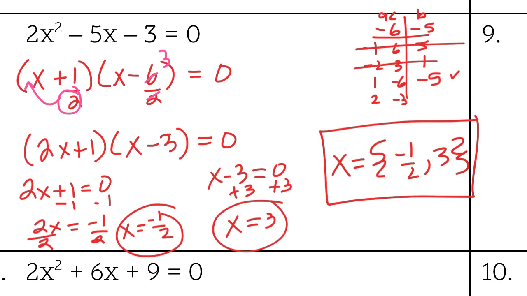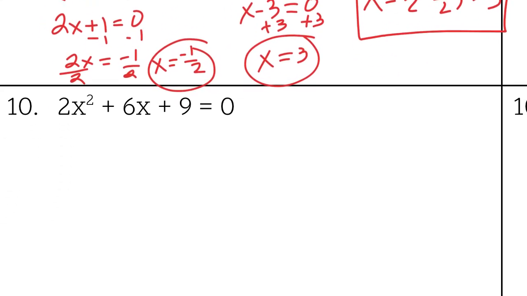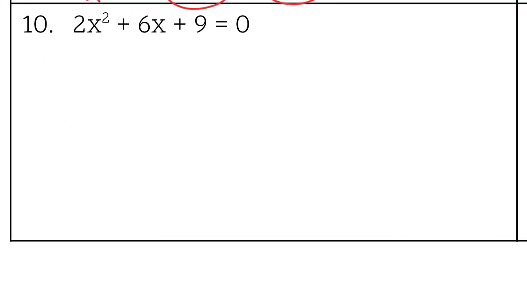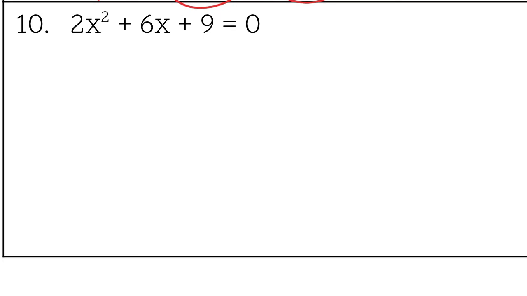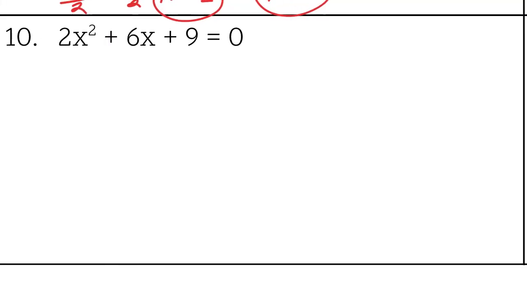Okay, and one last example for you. How do you solve a quadratic when it's not factorable? So you are going to have to actually check to see if it's factorable first. And then if it's not, you're going to use the quadratic formula. So just label your A, B, and C. So A is 2, B is 6, and C is 9.